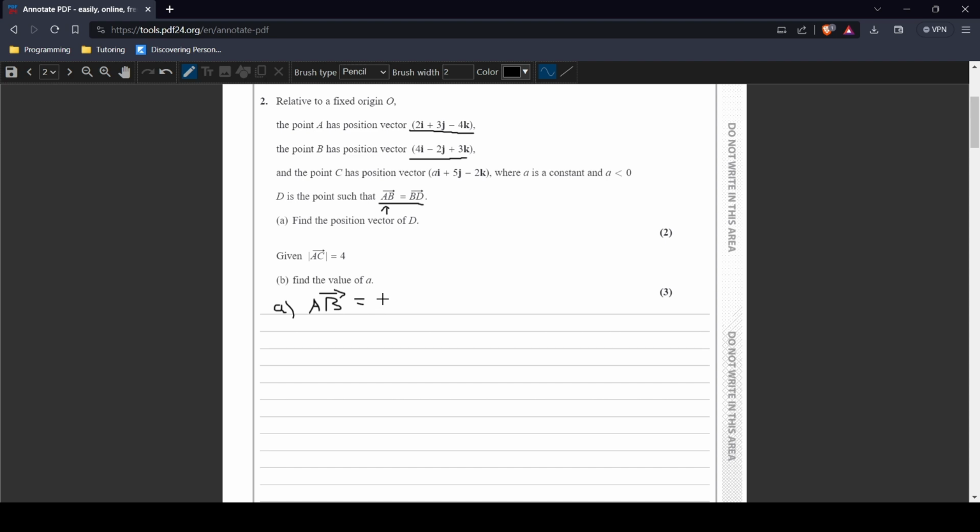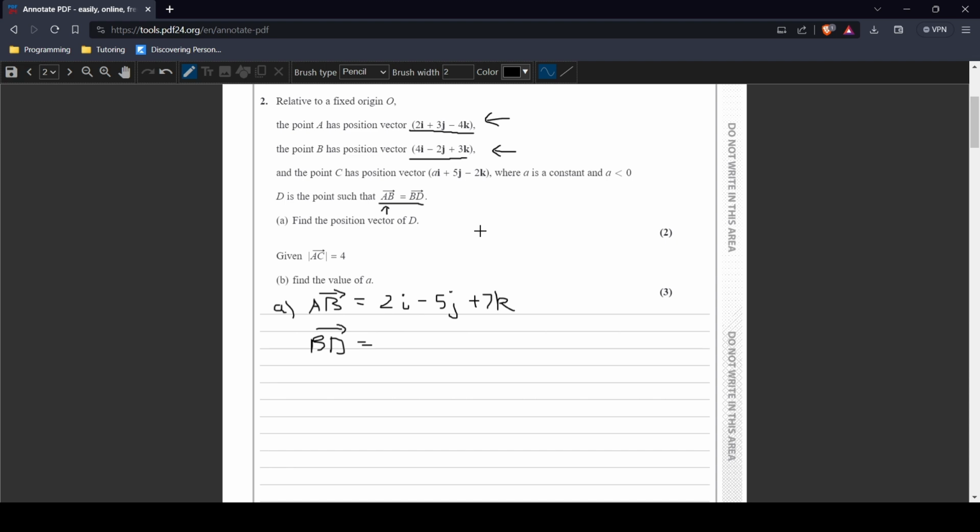So that'll be 4i minus 2i, so we have the 2i, and then we have the minus 2j minus 3j, so minus 5j. And then we have the 3k minus 4k, so 3k plus 4k, which is 7k. So again, I've just done this one minus this one. So that's AB, and now let's write down what BD would be.